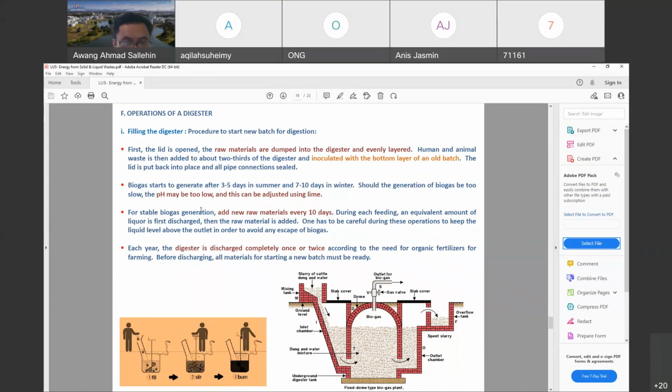Once you open the lid, you dump in all the raw materials into the digester and get it evenly layered. Human and animal waste is then added to about 2/3 of the digester and inoculated with the bottom layer of the old batch. You put back the lid on top, and all the pipe connections will be sealed. Normally the biogas production will start to generate after 3 to 5 days or 7. That is during summer. But in our country, we don't have summer or winter, so it's throughout.